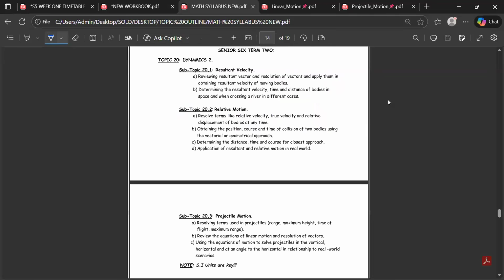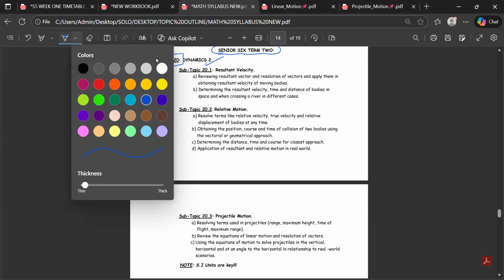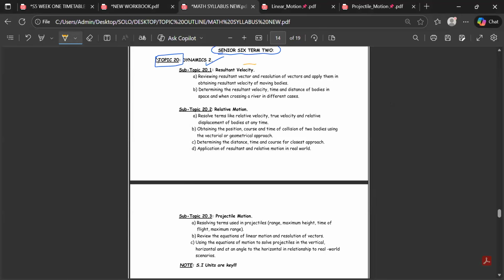So as you can see, in senior 6 term 2, hope you're seeing my screen, the voice is clear and everything. So senior 6 term 2, we have topic 20, and topic 20 is dynamics 2. So dynamics 2 has only 3 subtopics. You get? The first subtopic being resultant velocity, the next one being relative motion, and the third being projectile motion.